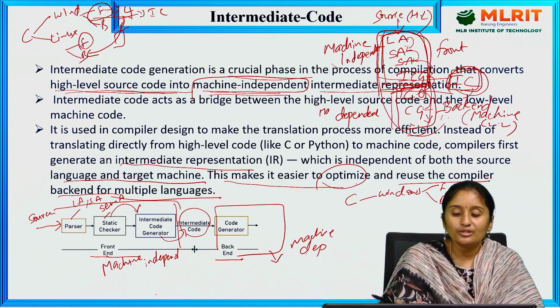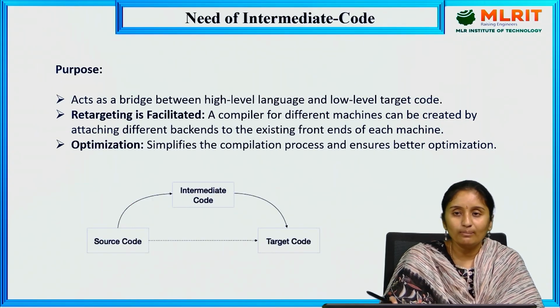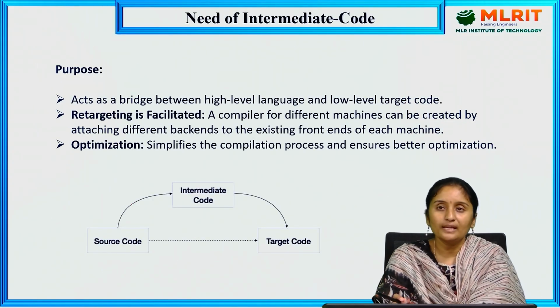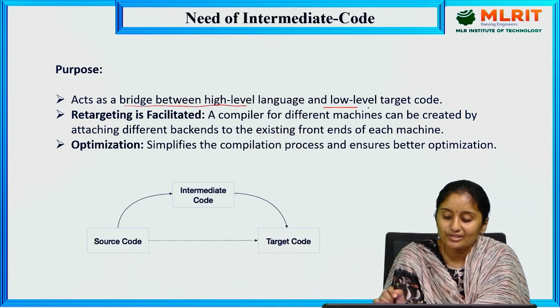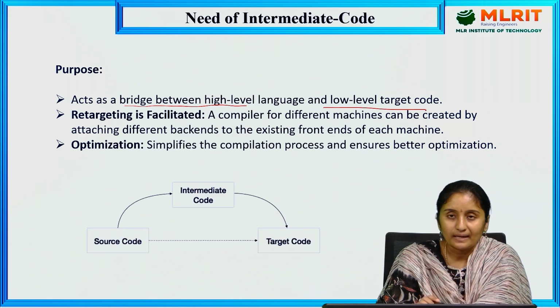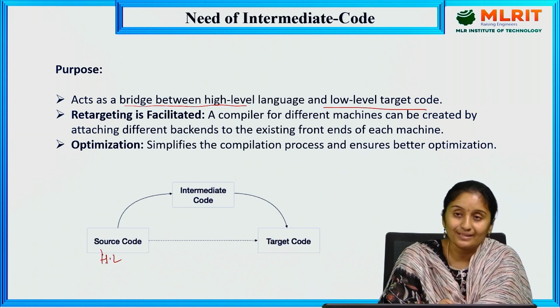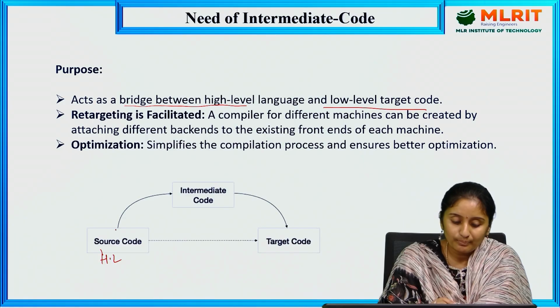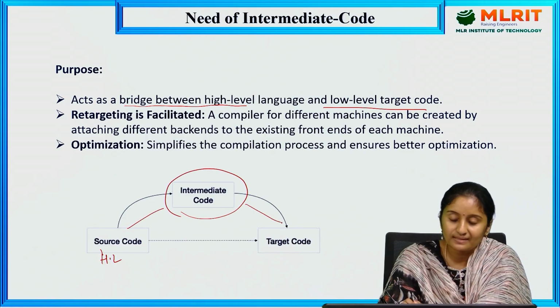So this is about intermediate code. Intermediate code acts as a bridge between the high level source code and the low level machine code. So what is the need of intermediate code? It acts as a bridge between high level language and low level target code. See here, this is the source code, which we can also call high level language, which is given as an input, and the intermediate code is acting as a bridge between the source code as well as the target code.